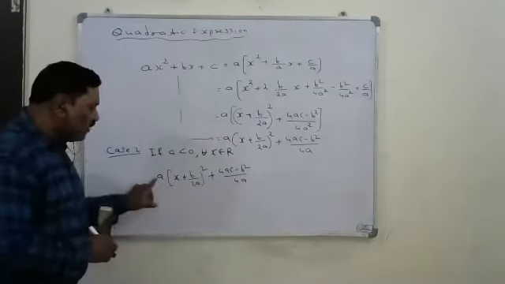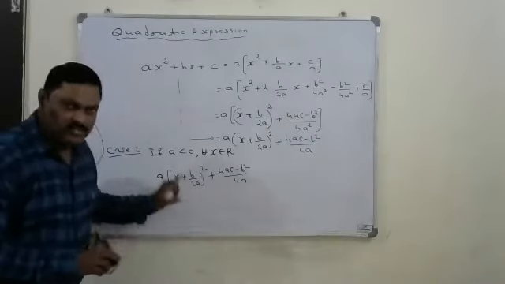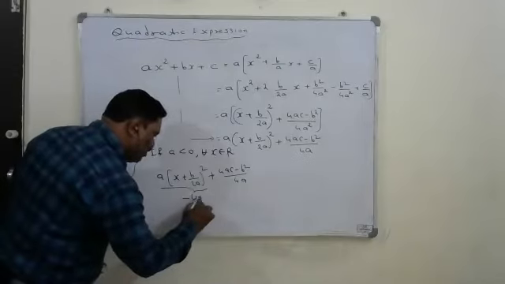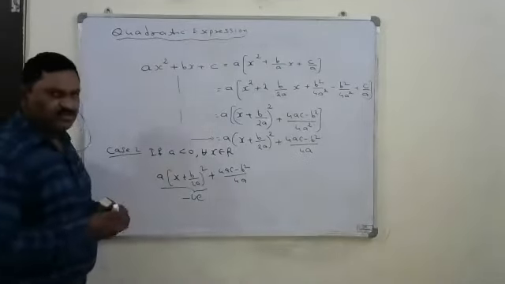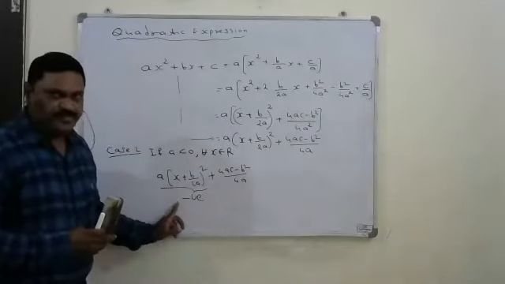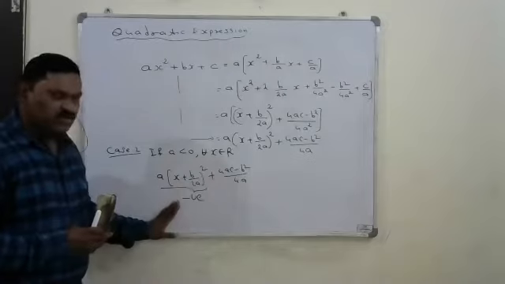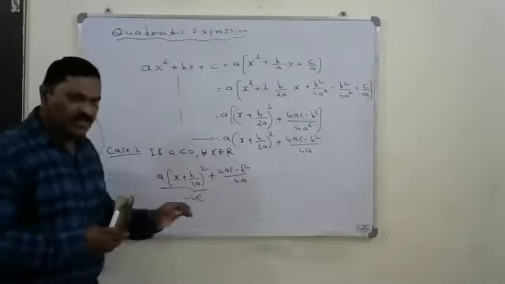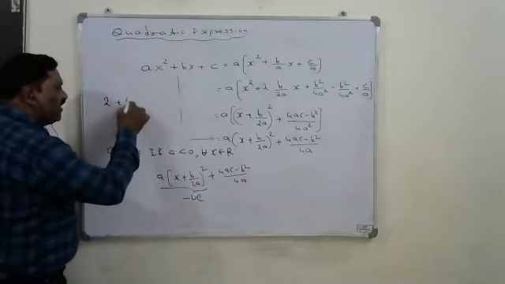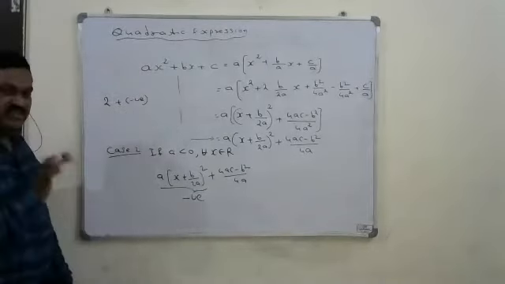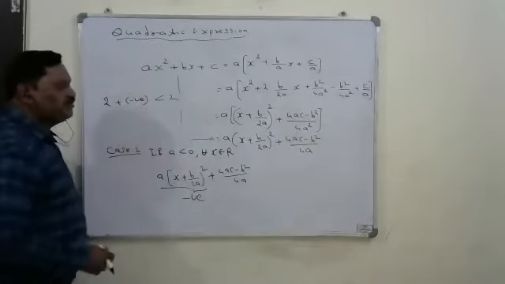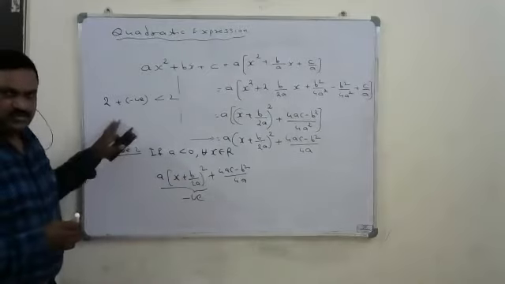So this is positive, but a is negative. Negative into positive is negative. So this total value is negative, which means for this value, I am adding some negative. If I add some negative value to this, the total value becomes smaller than this. Suppose there is a 2. If I add some negative value to that 2, this total value becomes smaller than 2 now.